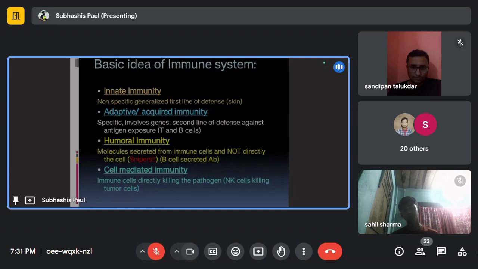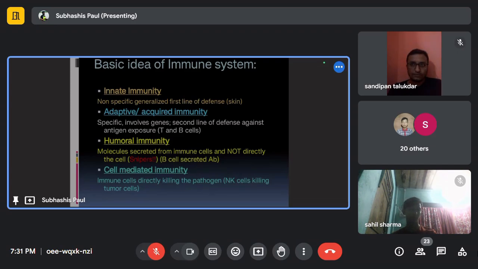Now, adaptive immunity is specific because the kind of mechanism the body would adapt against one particular virus might not be the mechanism for another kind of virus. So the mechanism should differ, and in the immune cells, the genetic rearrangements leading to the production of a particular type of antibody or a particular type of activity of the cell will be controlled.